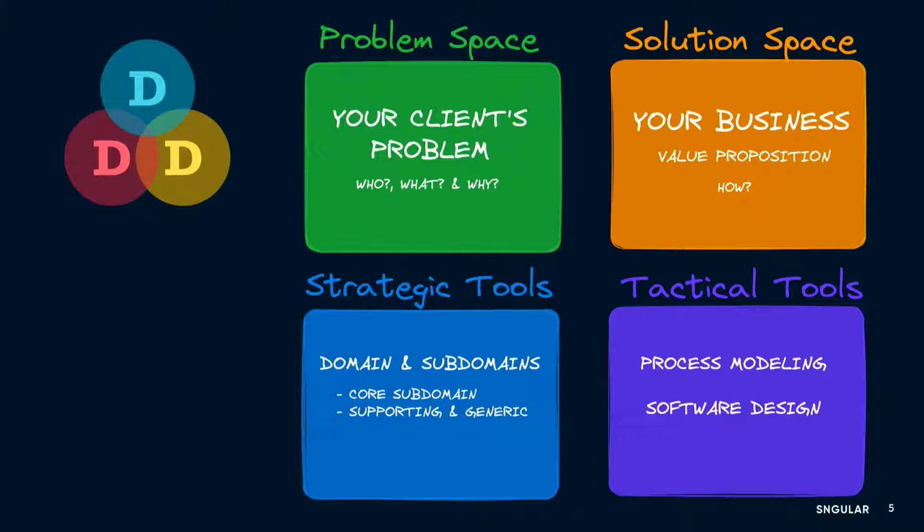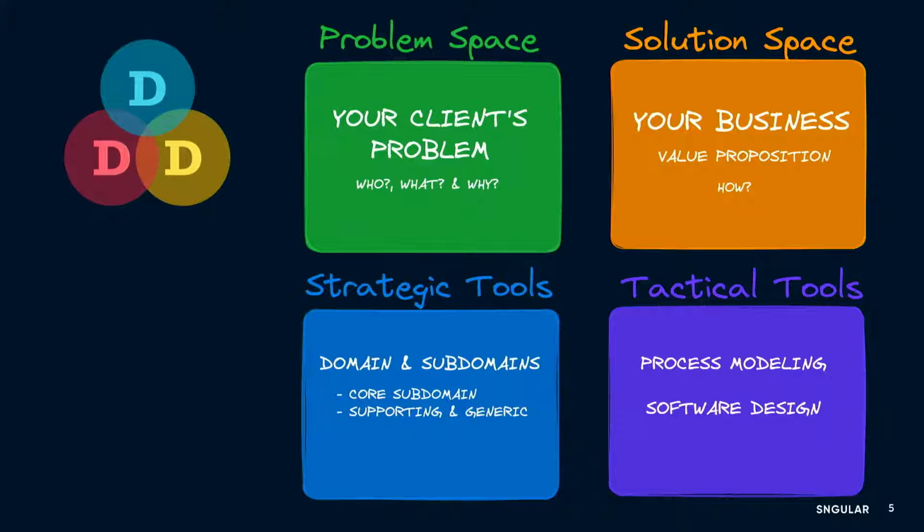It distinguishes between the problem space and the solution space. The problem space always comes first. The problem space is your client's problems, the problem that you are trying to solve. This is to be recognized and understood, and it focuses on who, what, and why. And the solution space, which always comes later, is your business. Your business is the solution. This is about how you are going to build a value proposition to solve your client's problems, and it always comes after understanding the problem space.